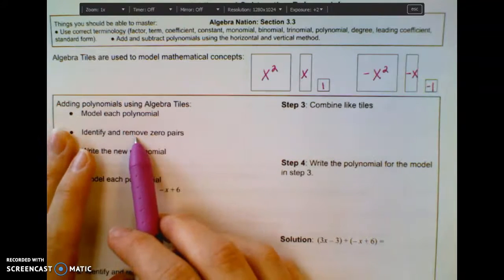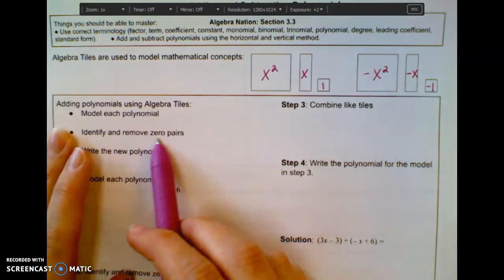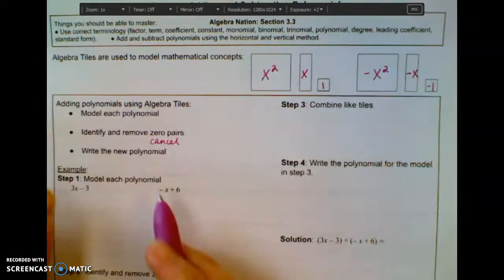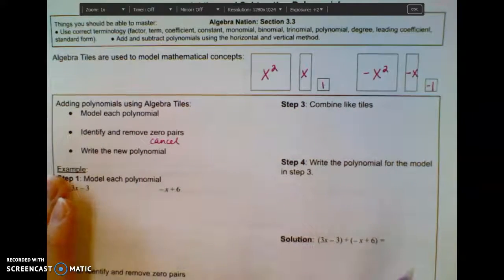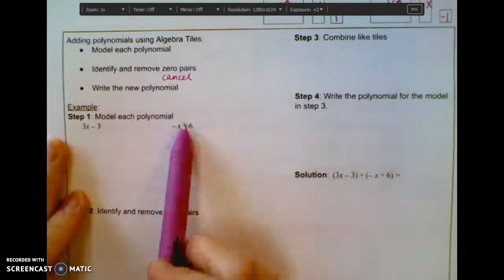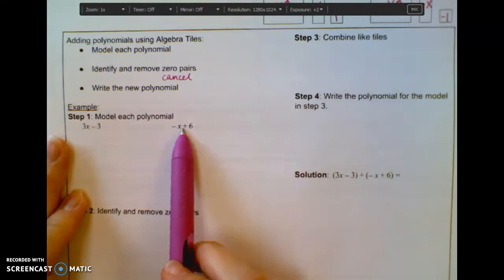We're first going to model each polynomial. Then we're going to identify and remove 0 pairs. 0 pairs are things that cancel. They cancel each other out. And then we're going to write the new polynomial. So here's our first example. We're going to model each polynomial with algebra tiles.